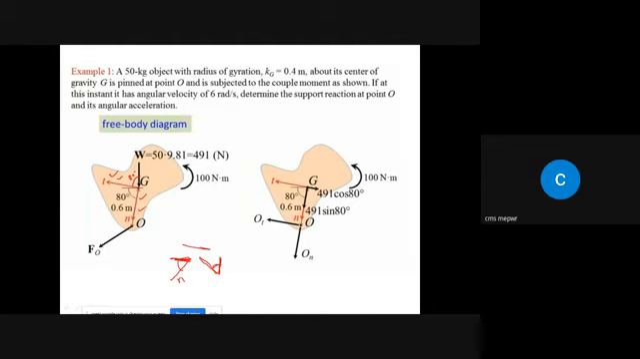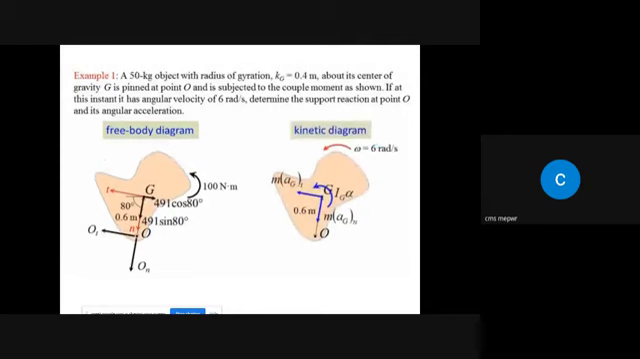Okay, so let's find out those components. The W component along T should be equal to W cos 80 degree, and W is 50 multiplied by 9.81. So the W component is 491 cos 80, and the component along N should be 491, in other words 50 multiplied by 9.81, into sin 80 degree. And definitely this O again will have two components, one along the N axis and one along the T axis. So let this one be O_T, this one will be O_N, and the externally applied couple moment is 100 Newton meter. So now let's apply our equation.